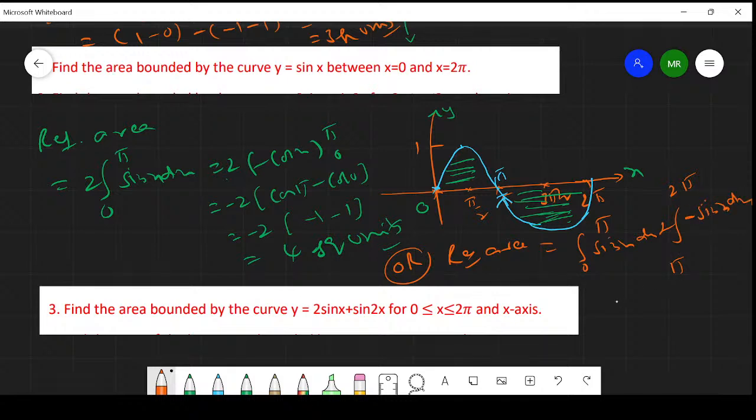It gives the same result. You simplify, it gives 4 square units only. Or this also you can do, 0 to pi, pi to 2 pi. No issue, you get the same answer. This was how you can solve that. Because both areas are equal, written twice of this. If you don't want the first one, follow the second one. This is the required area. It gives the same result.